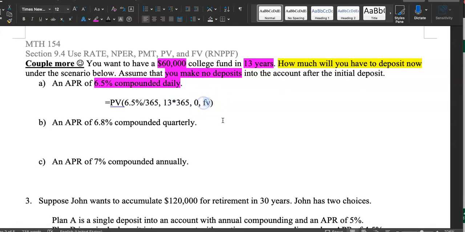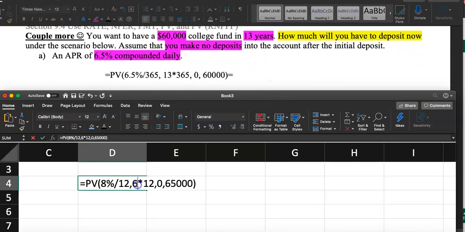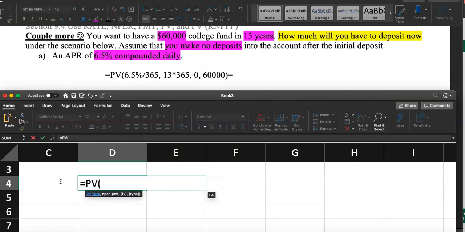Now what's the future value? What's the goal we want? We want to have $60,000, right? Now, if you enter that into Excel, we're going to be able to figure out what that initial deposit now must be, okay? All right, let me bring up my calculator. Alrighty, so typing in, let's delete everything. Equal sign, present value, 6.5% divided by 365, comma, 13 times 365, comma, 0 for no payment, and then 60,000 for my future value.